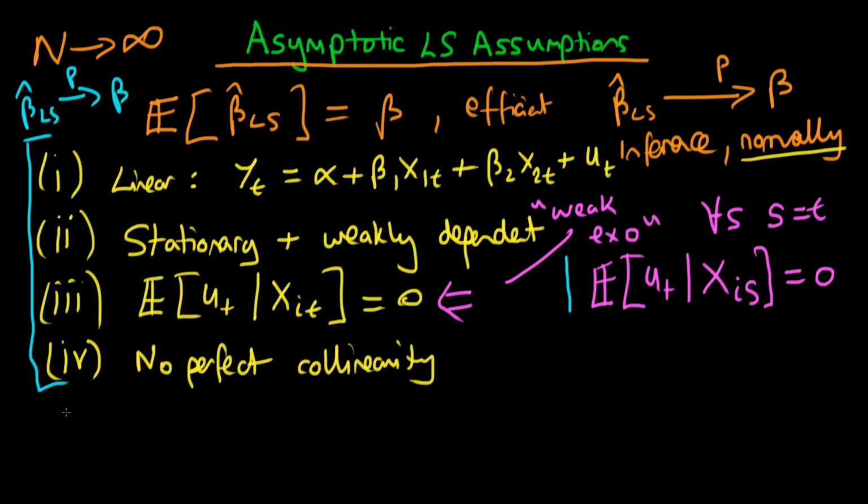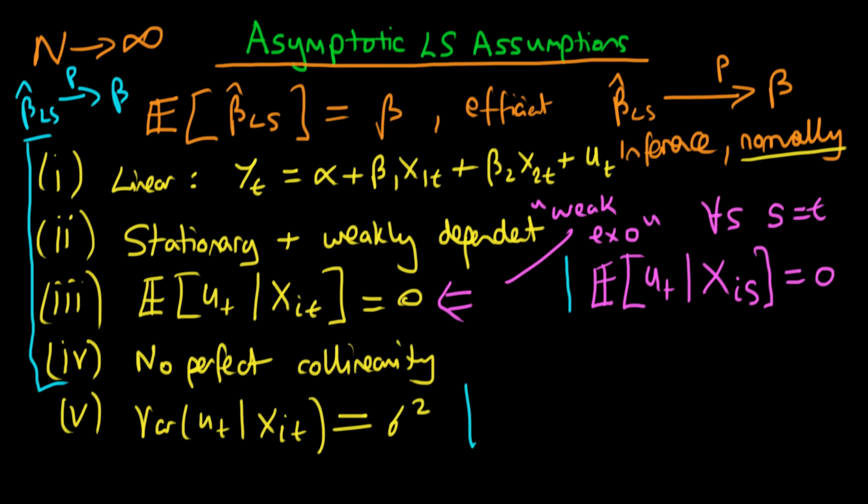The fifth assumption which we require is that the variance of u_t given my independent variables at that particular time, so I'm talking about contemporaneous values of the independent variables, has to be equal to sigma squared. And note again that this is less restrictive than the Gauss-Markov condition, because the Gauss-Markov condition was that the variance of u_t given all my values of my independent variables for any point in time s had to be a constant. This was holding for all values of s, including the situation where s equals t. So this assumption is less restrictive than that of the Gauss-Markov conditions.